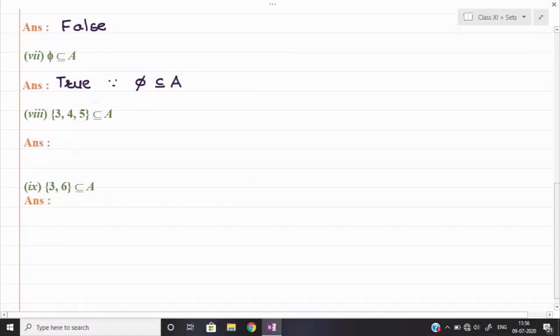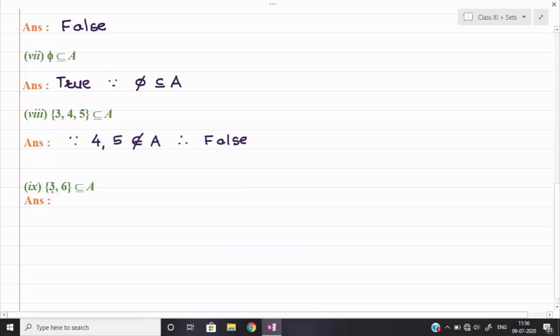Now, {3, 4, 5} is a subset of A. Since 4 and 5 do not belong to set A, the given statement is false. If we are forming the subset, then whatever we are writing as a member in the subset should be an element of the given set. 3 is an element, but 4 individually or 5 separately is not an element. 4, 5 together along with the curly bracket form one element. So this statement will be false.